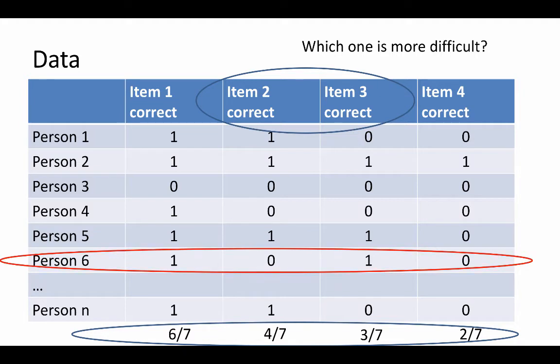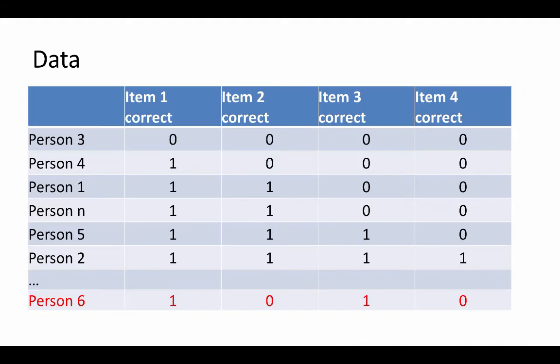We can now not only order the items, but also the individuals. These are exactly the same data, but we ordered the respondents a bit differently. We ordered them on the basis of the number of questions they answered correctly. So this is how we can order both items and individuals. The problematic person, of course, is person 6, because that person answered 2 questions correctly, but not in the order we expected. So what do we do with this specific individual?